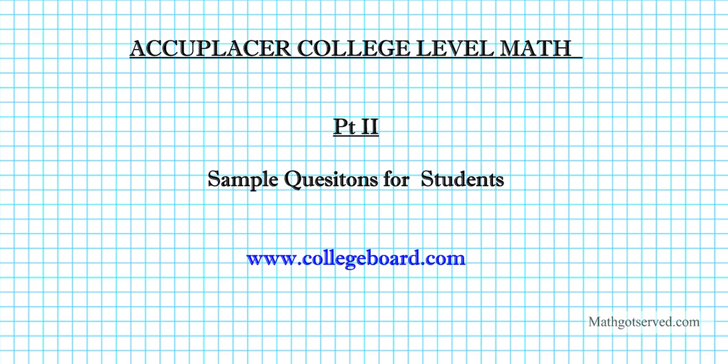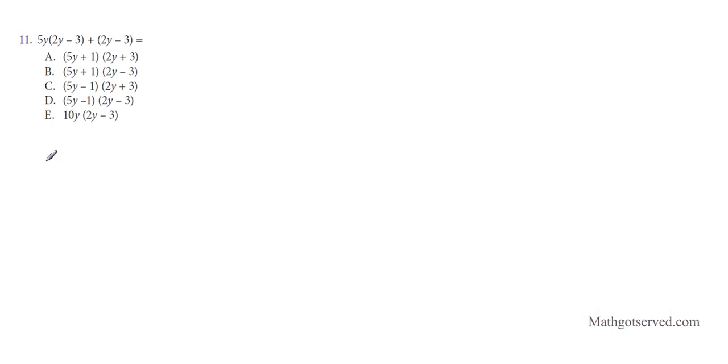All right, let's go ahead and take a look at question number 11. So we are asked to find what this expression is equivalent to. So we're dealing with 5y times 2y minus 3 plus 2y minus 3.